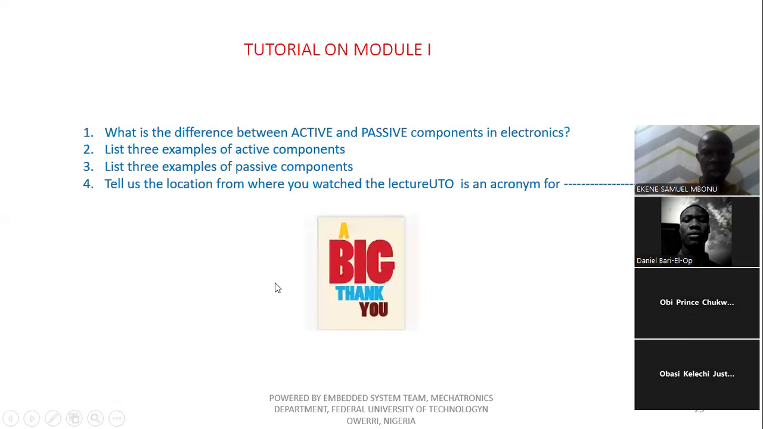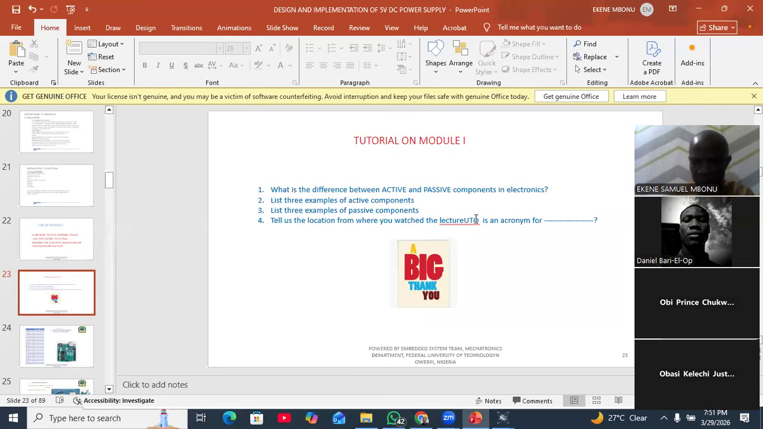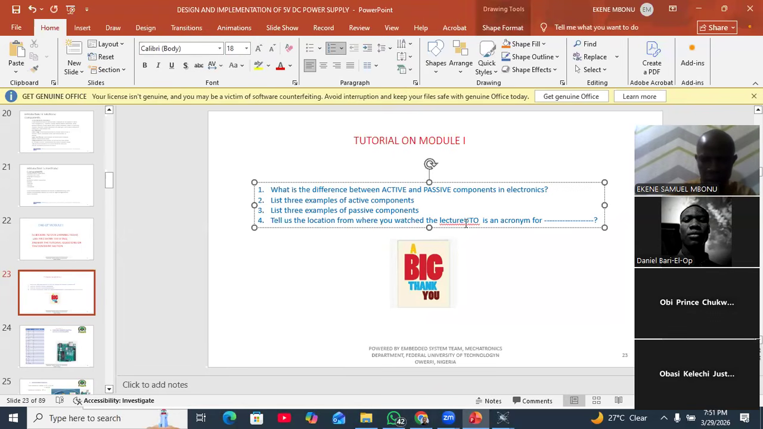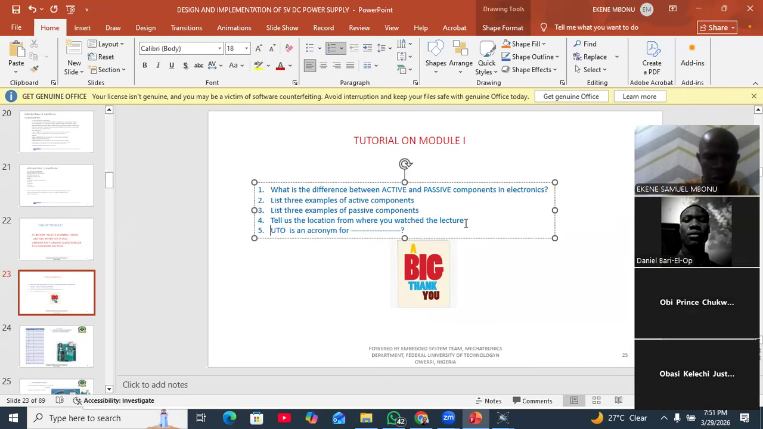So that is the end of Module 1. There is a tutorial question here. What is the difference between active and passive components in electronics? List 3 examples of active components. List 3 examples of passive components. Tell us the location from where you watch the lecture. Then the last one, FUTO is an acronym for dash.